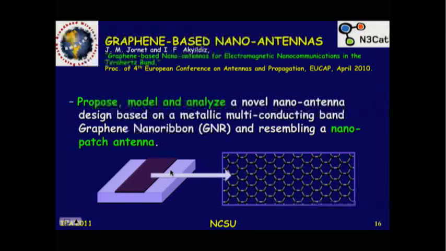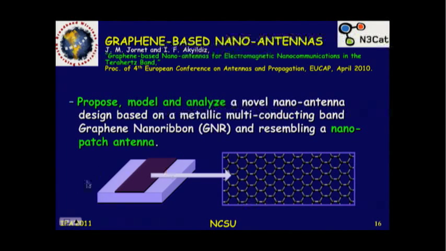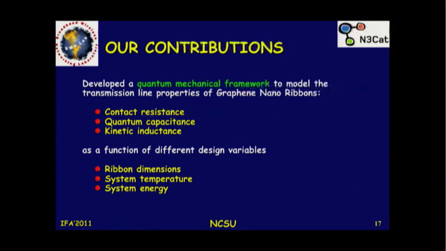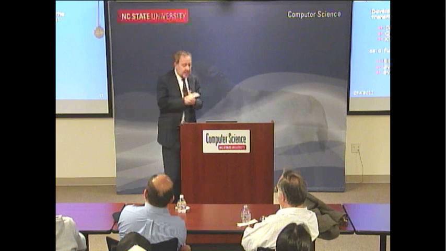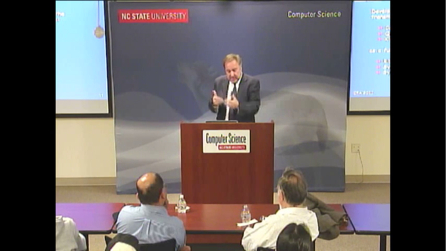Like here, this was from our work with my student. This is just a design, an idea about a nano patch antenna, as you can see here. We proposed, modeled and analyzed it. This is the graphene that we see here, and it's a patch antenna. Then we evaluated the performance: the contact resistance, quantum capacitance, and kinetic inductance as a function of different design variables like ribbon dimension, system temperature, and system energy. And it works on paper, of course. We still need to design and test it.